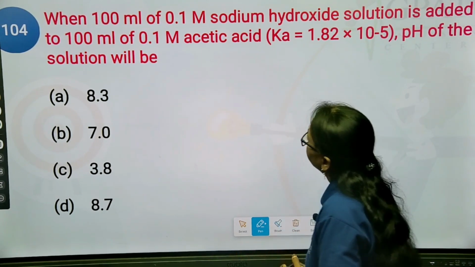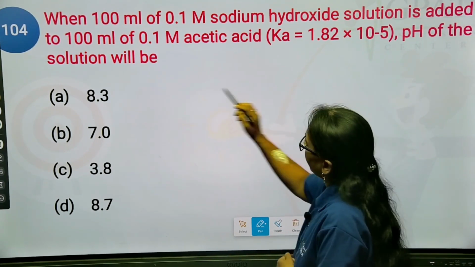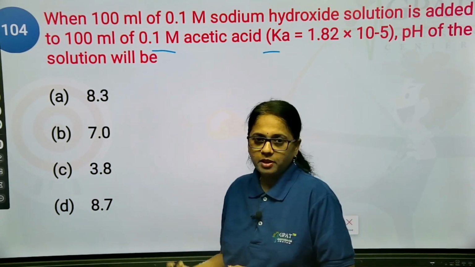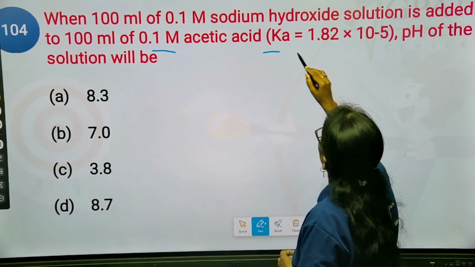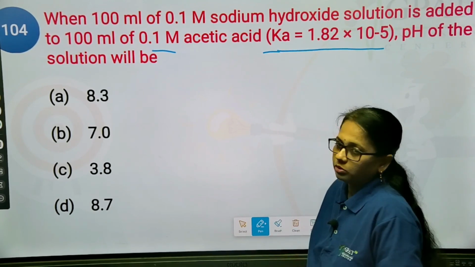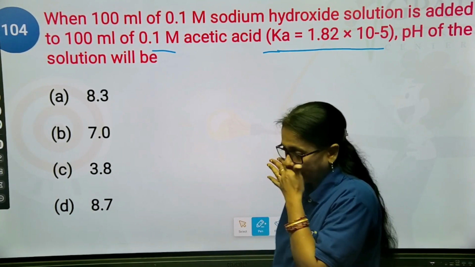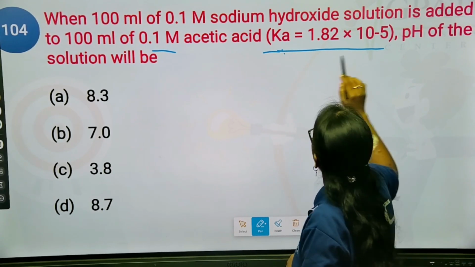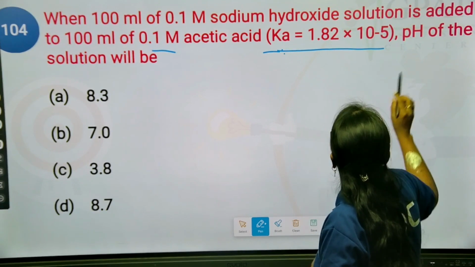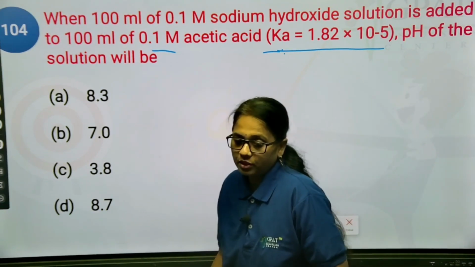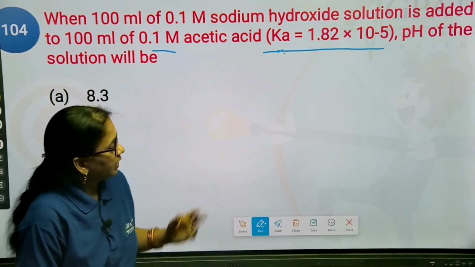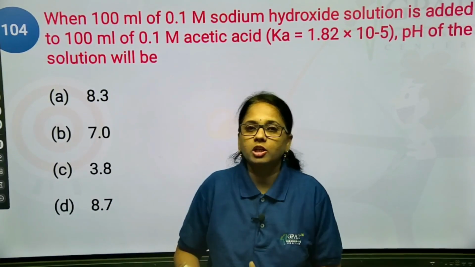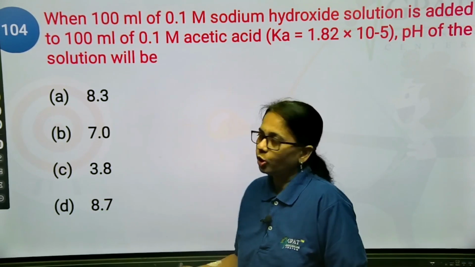When 100 ml of 0.1 molar sodium hydroxide solution is added to 100 ml of 0.1 molar acetic acid. So sodium hydroxide is a strong base and acetic acid is a weak acid. In this they have given the Ka value, that is the dissociation constant, 1.82 into 10 to the power of minus 5, and they have asked the pH of the final solution.